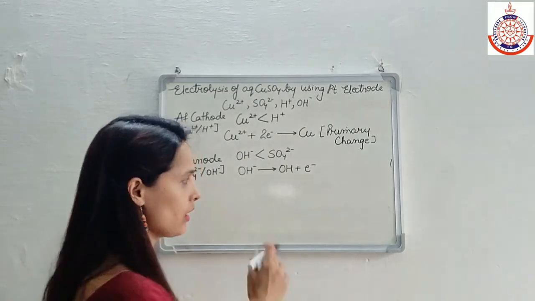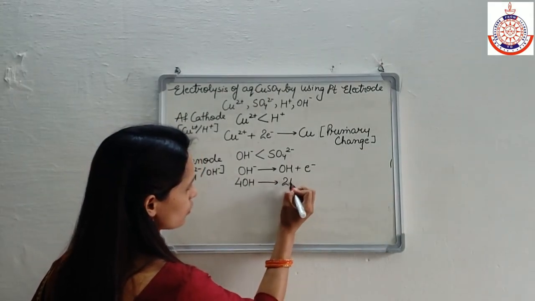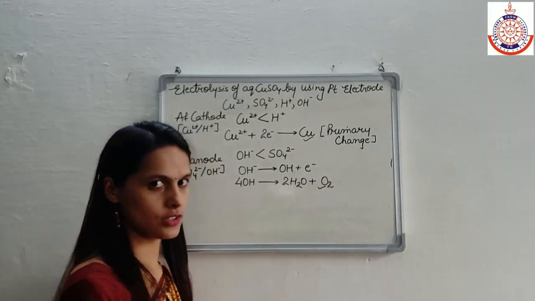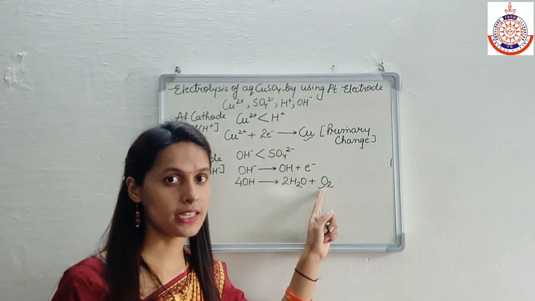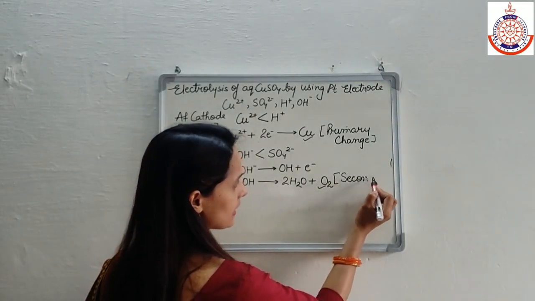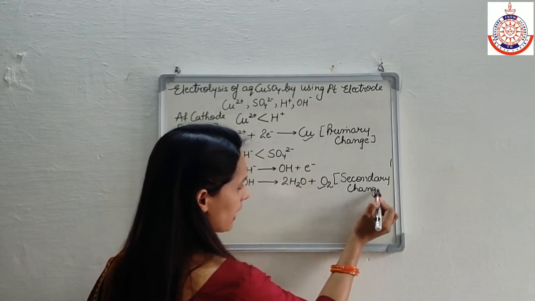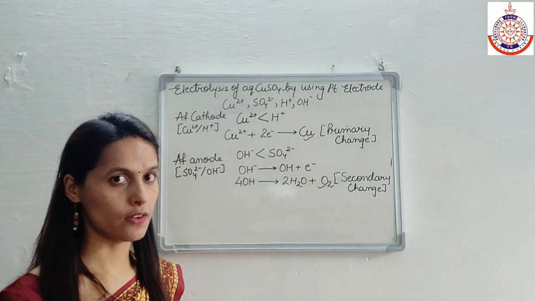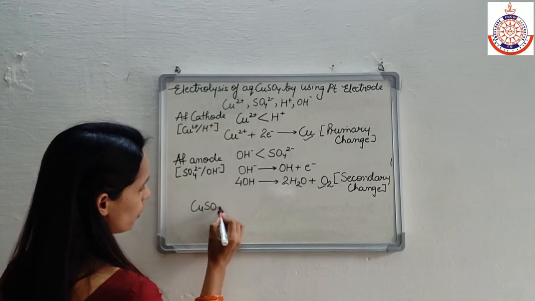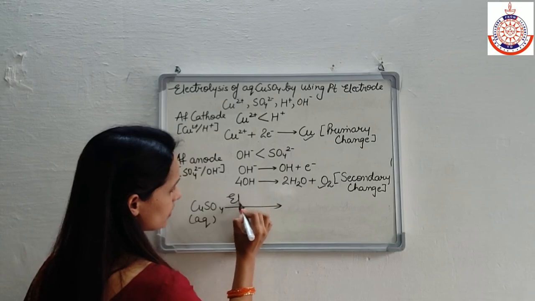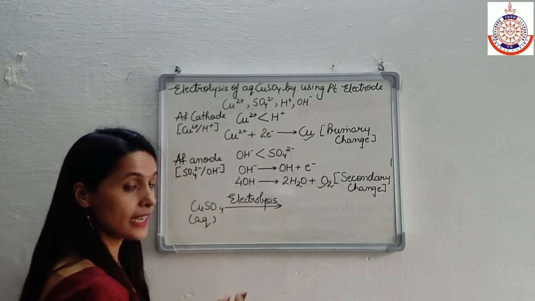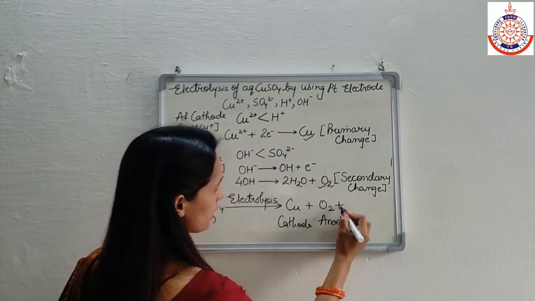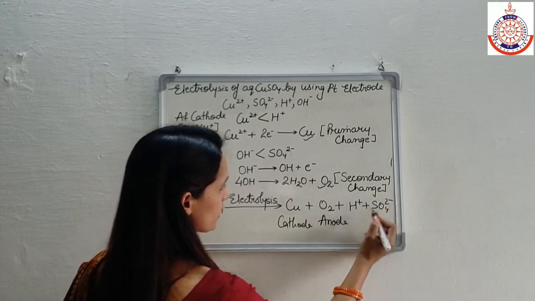But OH is not at all stable. So 4OH combines to form 2H2O plus O2. Means at cathode I get copper and at anode I get oxygen. From OH negative I always get oxygen in the electrolysis. So I get the product as a result of the secondary change, not as a result of the primary change. And in the solution I have H positive and SO4 2 negative. So the overall reaction becomes CuSO4 aqueous, upon electrolysis, it gives Cu at cathode plus O2 at anode and plus H positive and SO4 2 negative in the solution.